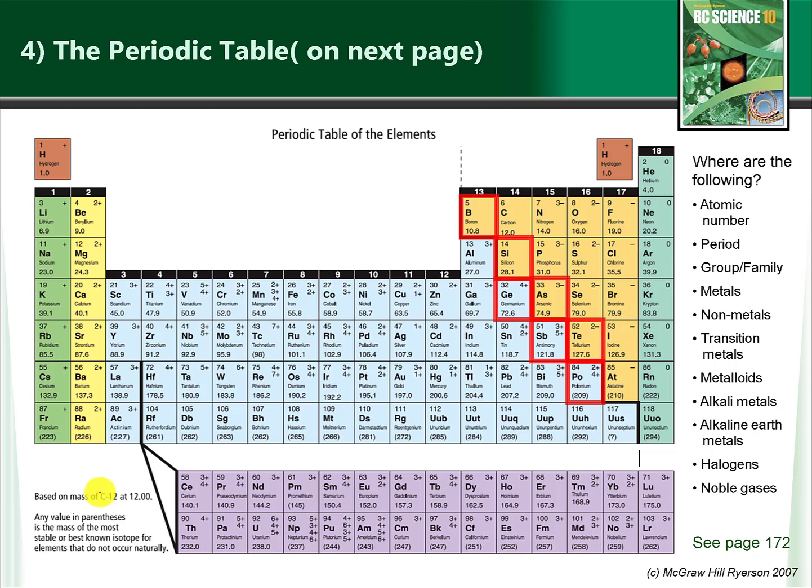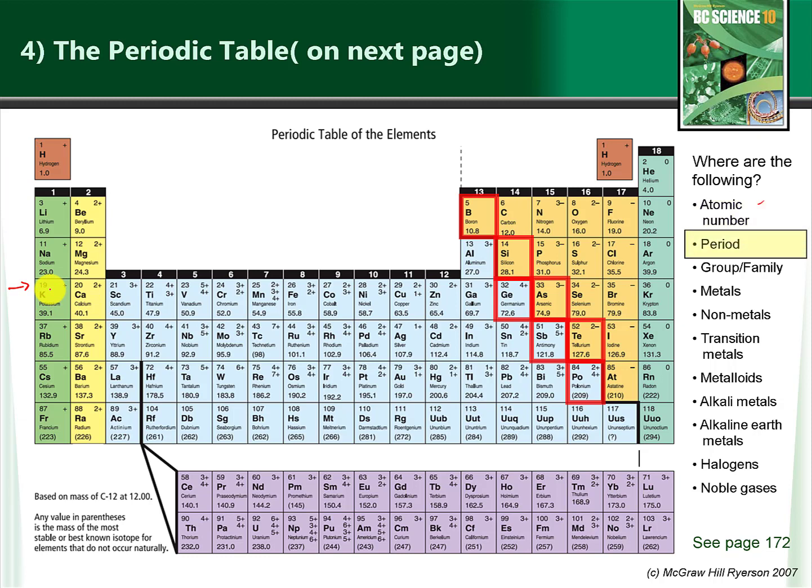So here we go. Where are the following? The atomic number, the first thing up here that we're going to look at, the atomic number is in the top left of the corners. So if we take a look at potassium here, following my cursor here, potassium has an atomic number of 19.